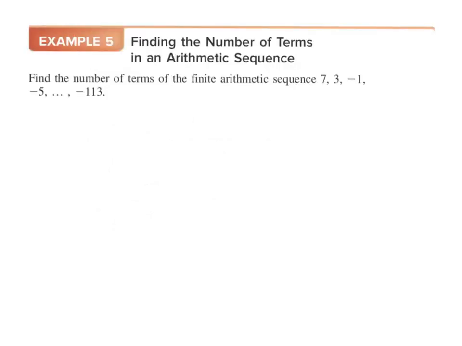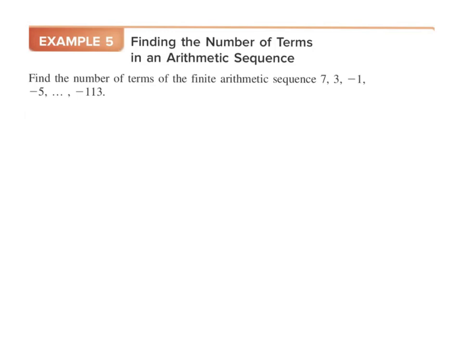Now the other way is, okay, here's this crazy sequence. How many terms are there? Notice the ellipses: 7, 3, negative 1, negative 5, then a bunch of other terms till I finally get to negative 113. So in order to do this, we're looking for n. There's a couple different ways to do this, but we can figure out the common difference first, and once we have that, we'll be able to figure it out from there.